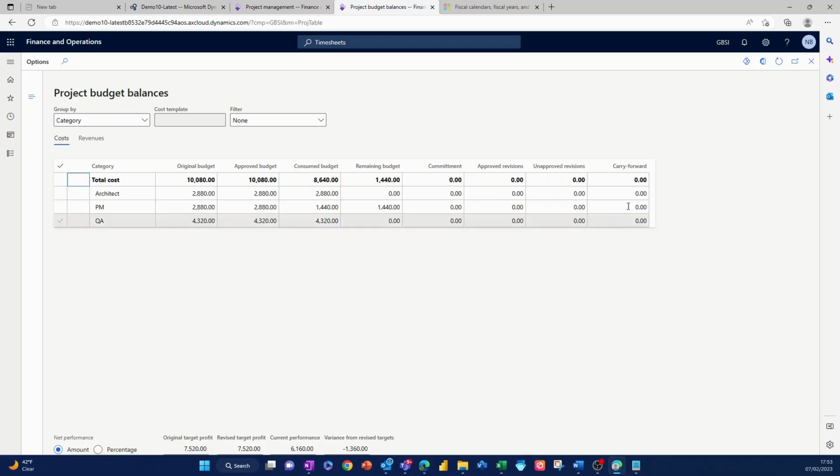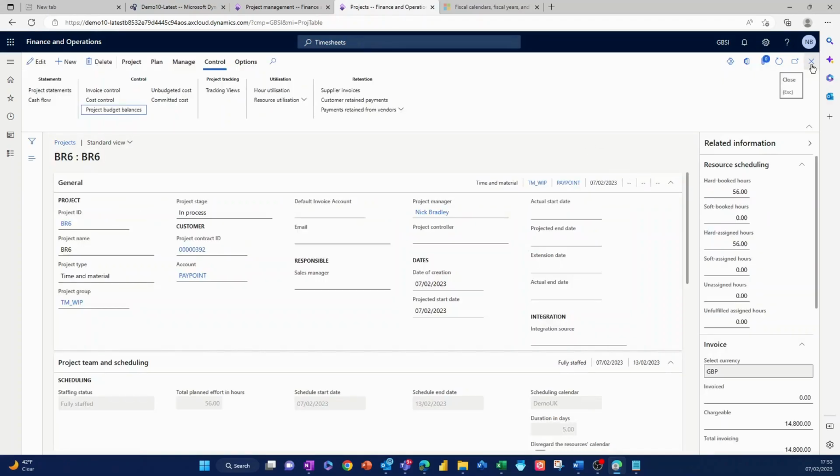And we can carry forward budgets, remaining budgets from one project to another if we want to on here as well. Down the bottom here you can see, don't know if you can see this figure here, we've got an amount or a percentage of our net performance as well from these calculated fields up here. So that is budget, project budget balances.